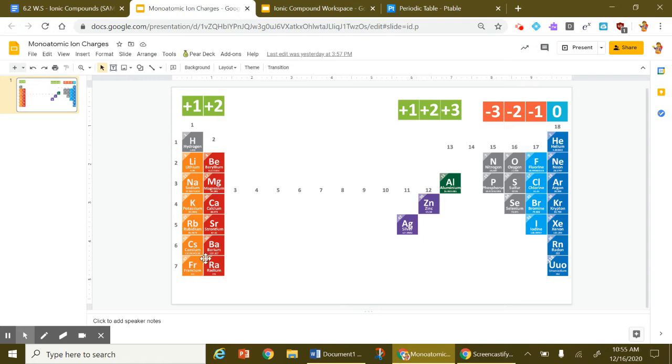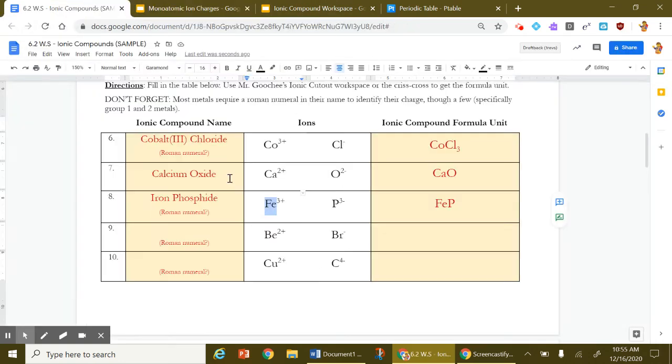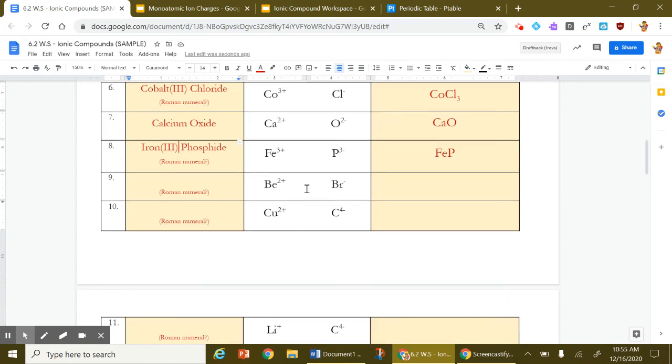And Fe, Fe, Fe. I don't see iron anywhere on here, which means that iron is one of those elements that has multiple charges. So yes, I do need a Roman numeral here. This iron has a +3, so I'm going to give this a 3 charge. All right, iron 3 phosphide. Cool, on to this next one.